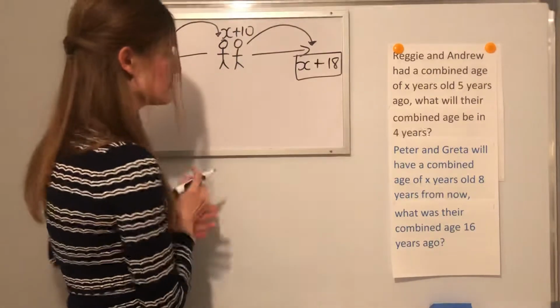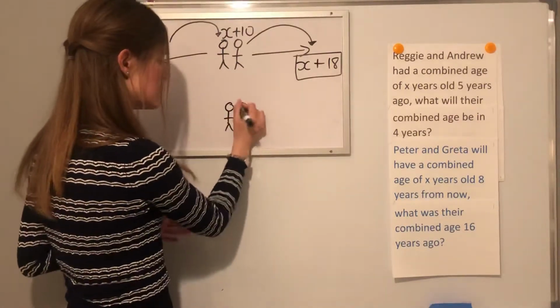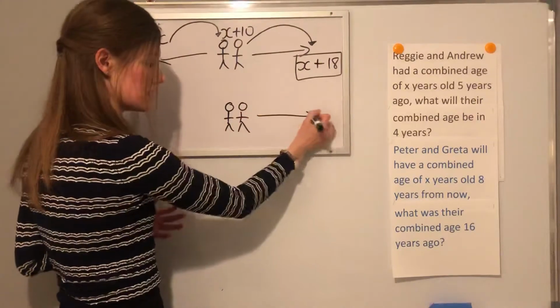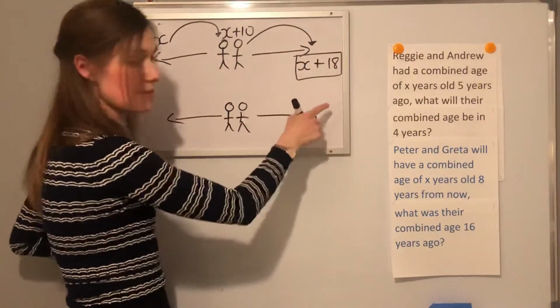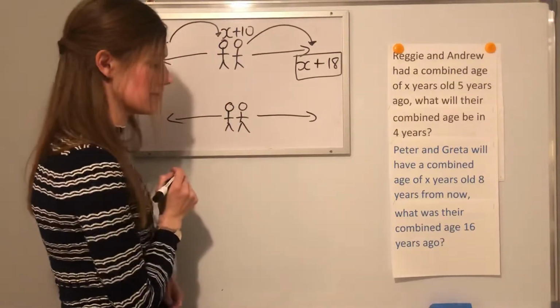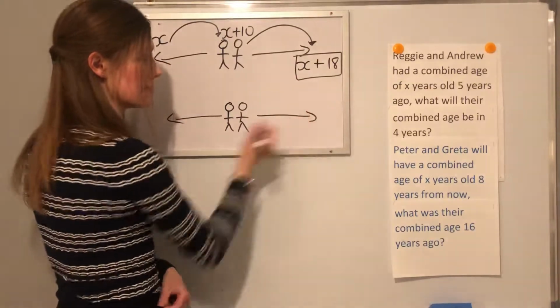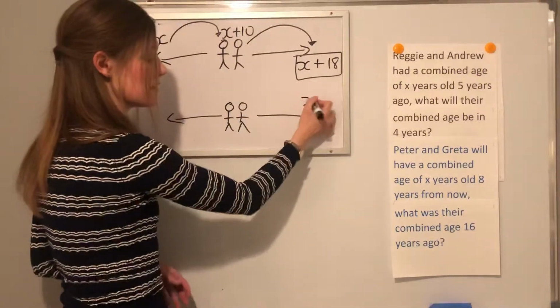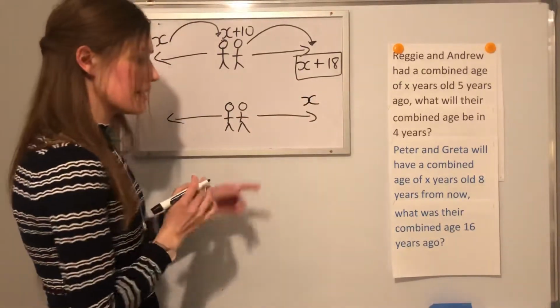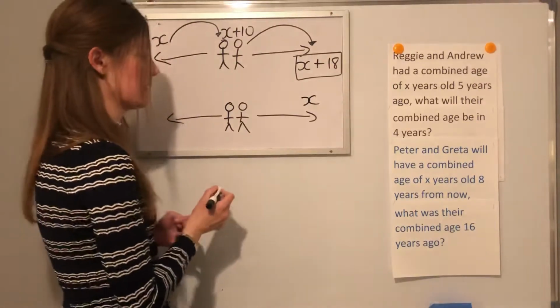Right, let's try the one that goes the other way. It's the same process for all of these questions. You draw your stickman. You think whether it's going to be in the future or in the past, and then you do the steps that we've done before. So Peter and Greta will have a combined age. The X is going to go in the future. They will have that 8 years from now.